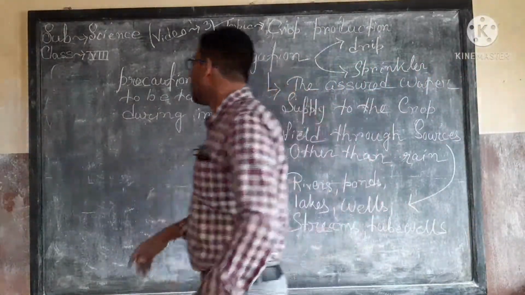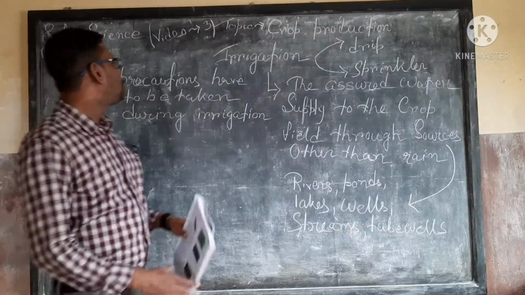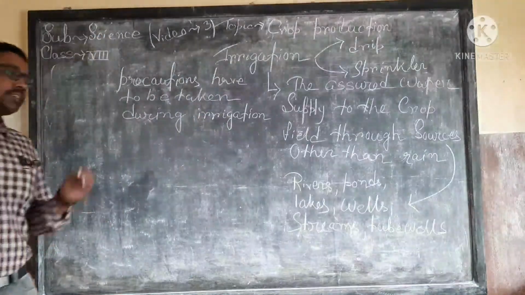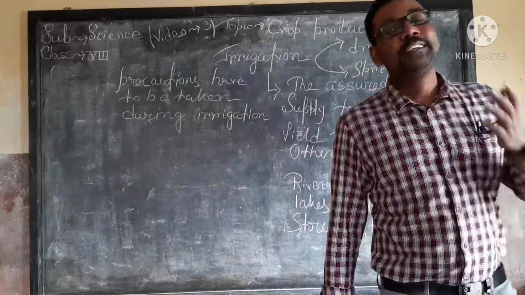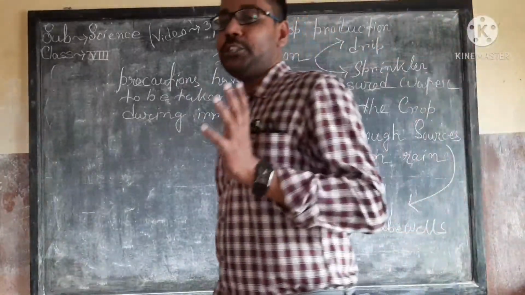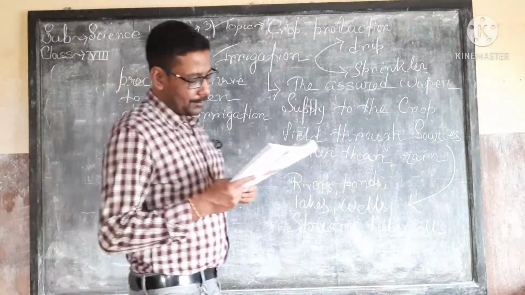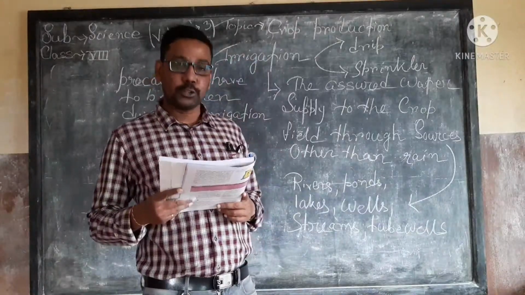After that, precautions have to be taken during irrigation. As for irrigation, we need to take some precautions. First, the requirement of water varies from crop to crop. This is our first precaution.